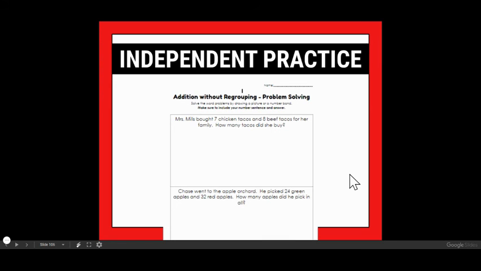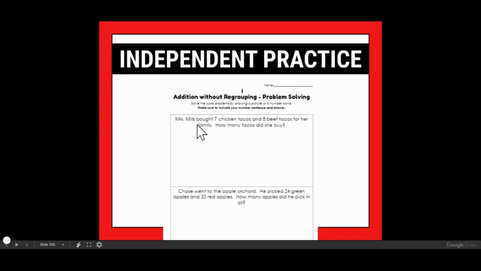All right, now it's time for some independent practice, and you do have a worksheet today to turn into Edgenuity. And the directions say solve the word problems by drawing a picture or a number bond. Make sure to include your number sentence and answer. So there's 2 different problems that you can do, and you can decide if you want to draw a picture or if you want to solve it using a number bond.